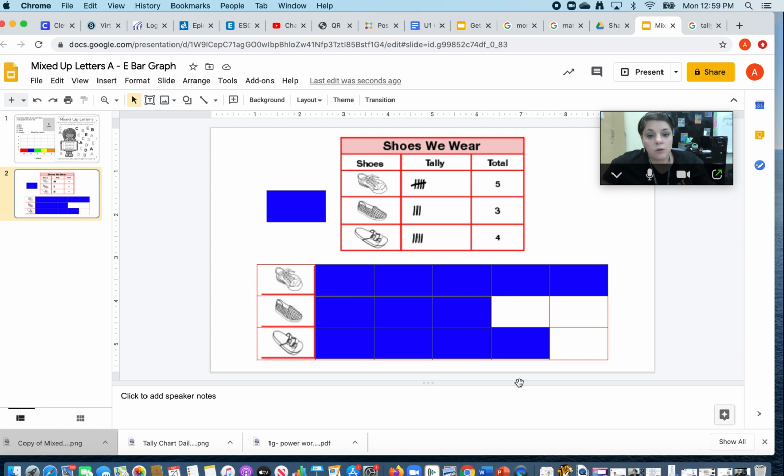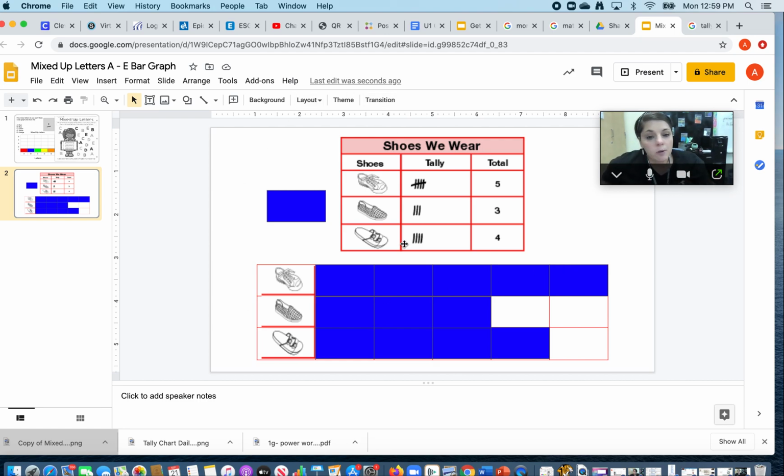Okay? So, looking at this, which shoe had the most? The tennis shoe. It's super easy to see. I don't even really have to think about it because it has the biggest bar, right? Which one had the least? Ooh, remember that? Least, smallest. It was the slip-on shoes. How many did sandals have? 4. Now, on a good bar graph, or one that we'll probably be using, usually these boxes are numbered, but this one was so small it wasn't.